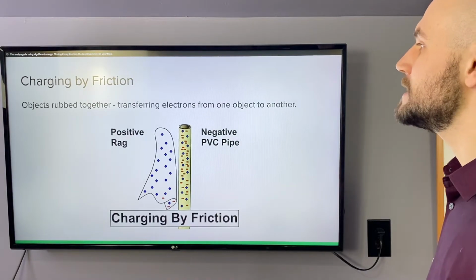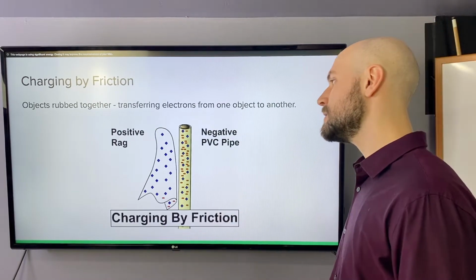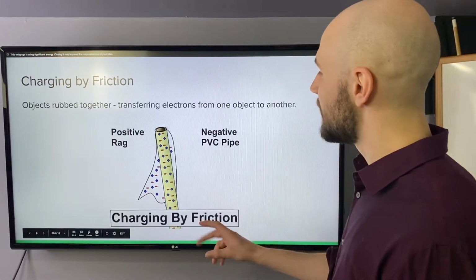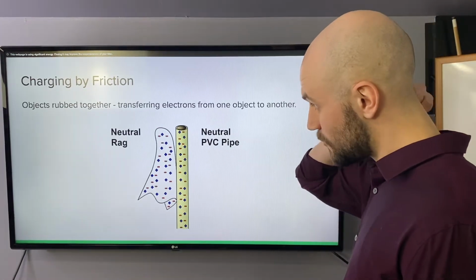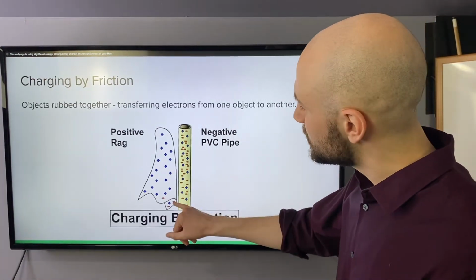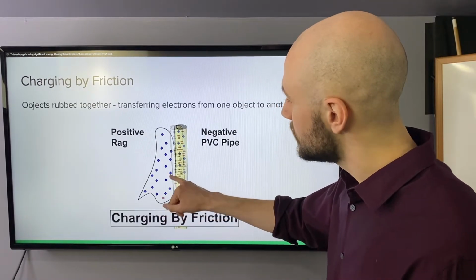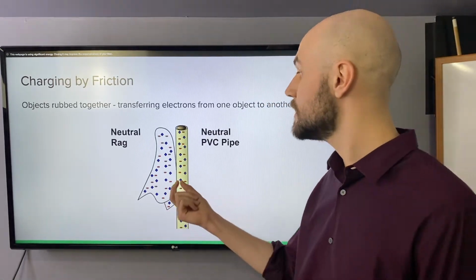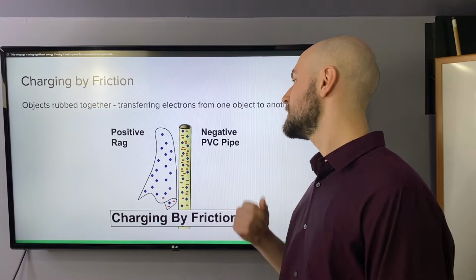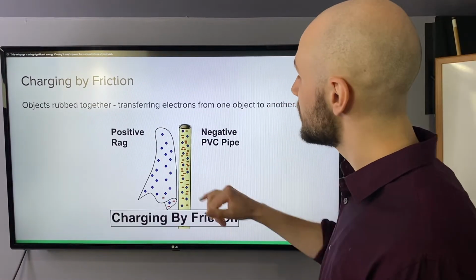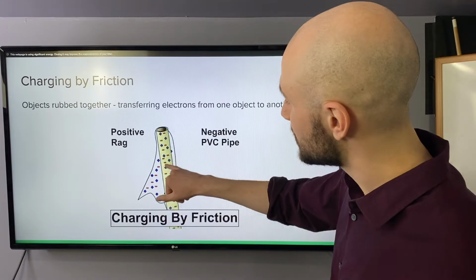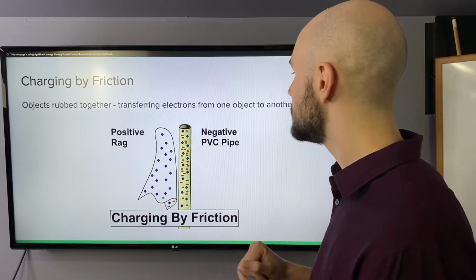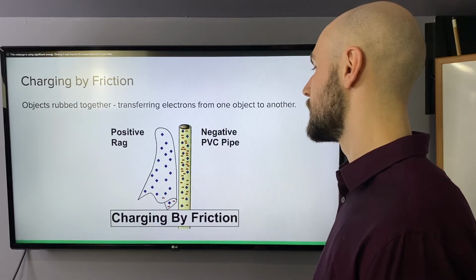When we have objects rubbed together, electrons are transferred from one object to another object. In this little animation I have here, we have a PVC pipe and a rag. And when the rag is rubbed on the PVC pipe, as you can see, electrons are going from the rag to the PVC. These objects end up with opposite sign charges because the electrons went from one object to the other object. Notice here that, again, the electrons are the only thing that transfers. The positive charges are left behind in the rag, and the positive charges stay put in the PVC pipe. It's just the electrons that go from one place to another.